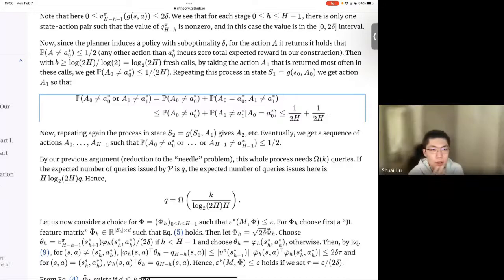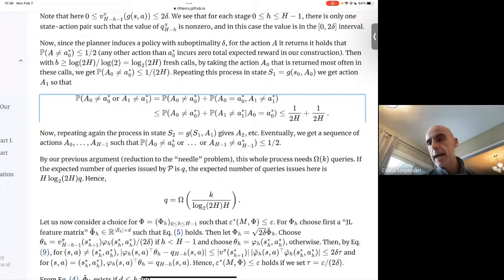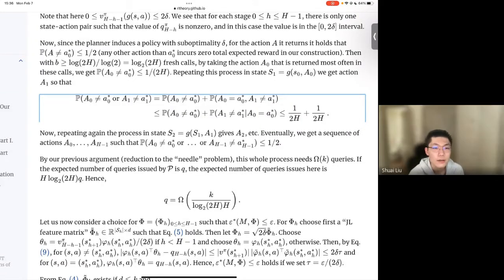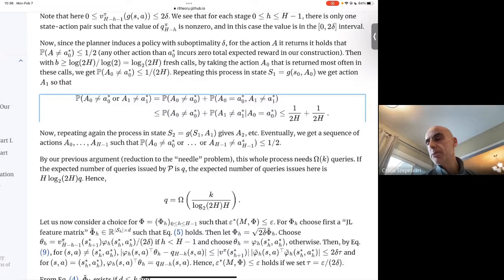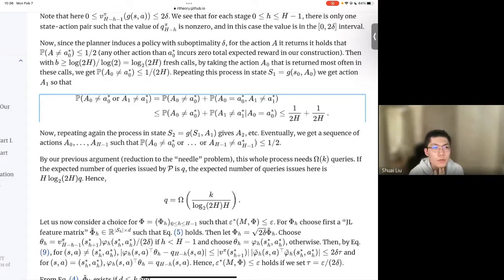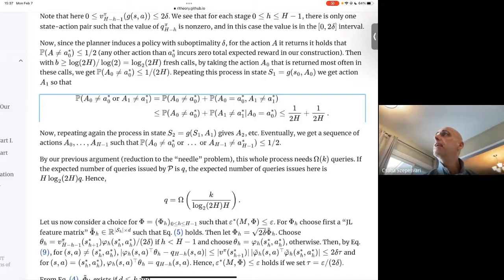So for a single call of the planner, the probability of returning a wrong action is at most 1/2. But we need it to be 1/2H, so much smaller. So you have to think about what's the probability that, if you're issuing so many calls and you're going to take the most voted action, that action is not going to be the correct one. And then you will see this logarithmic relationship.